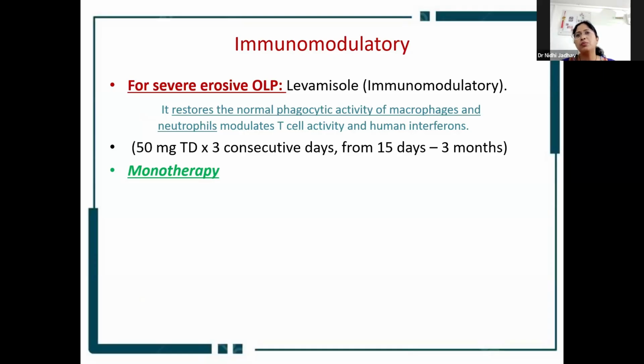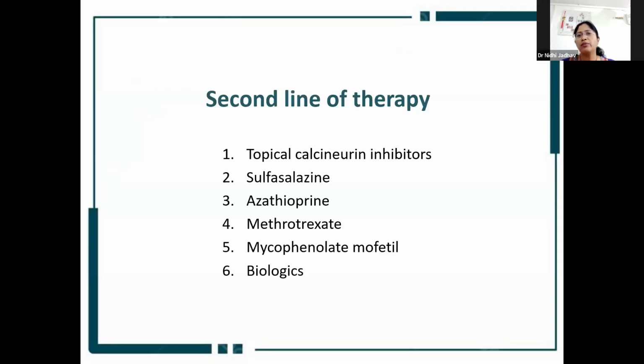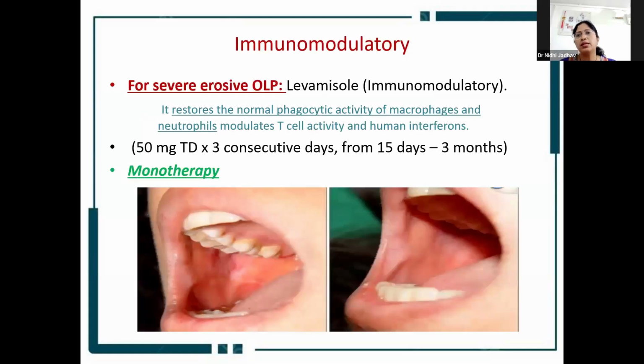Its use has been recommended also in many studies and case series as monotherapy, like just use of levamisole as a monotherapy has been found to heal the lesion. Showing you here a case of levamisole which was used as a monotherapy. This is a case which was treated with levamisole and good results were obtained.